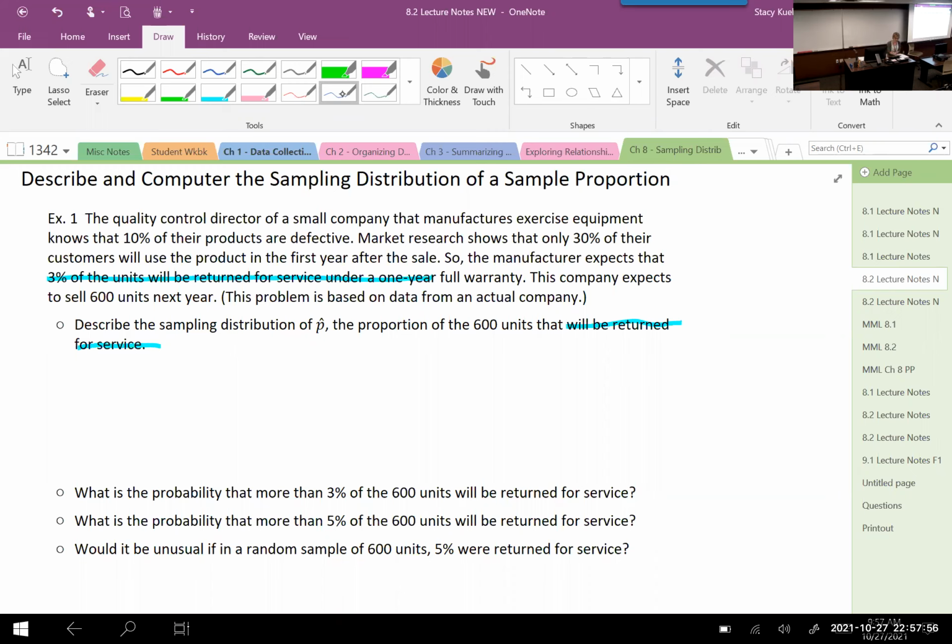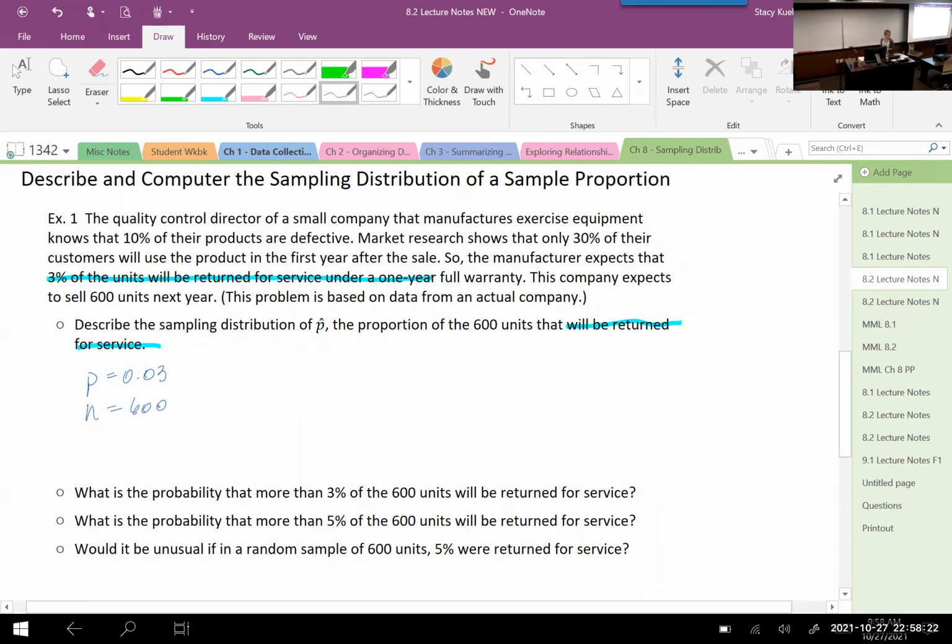So 3% is about the population, okay? So I'm going to write that down. The symbol for the population proportion is little p. Little p is 0.03. That's about the population. Now, what's the sample size that we are referring to? Okay, so n is equal to 600.